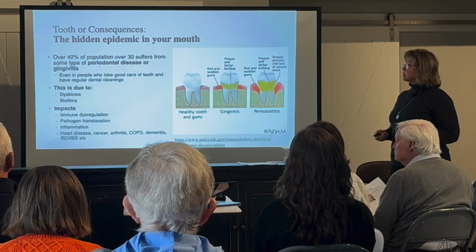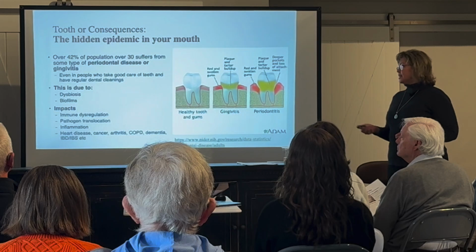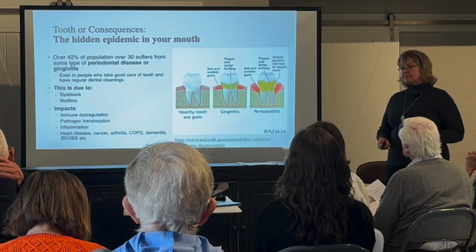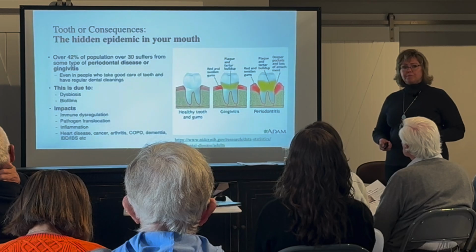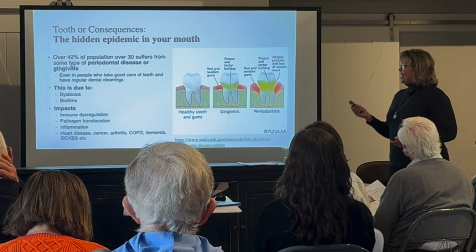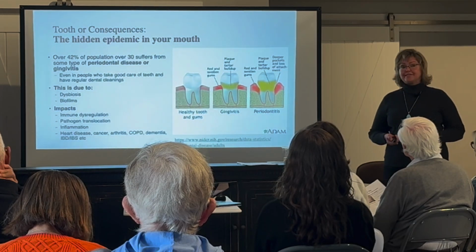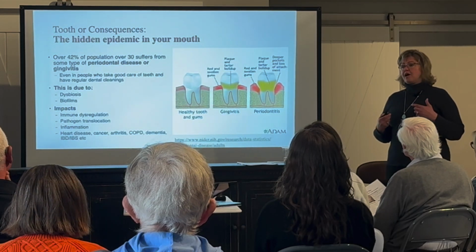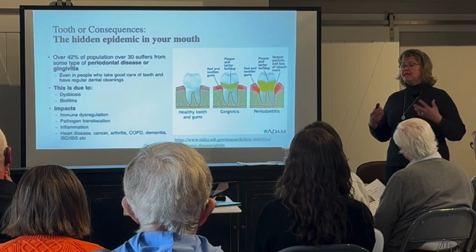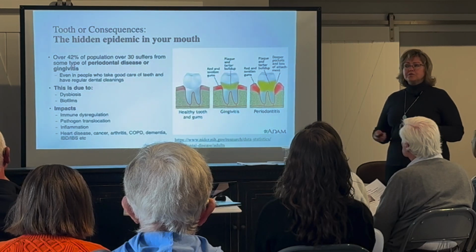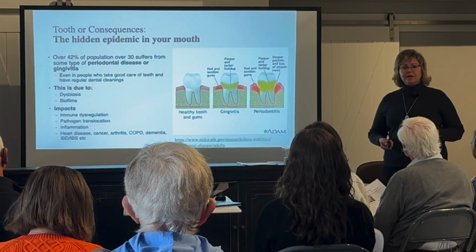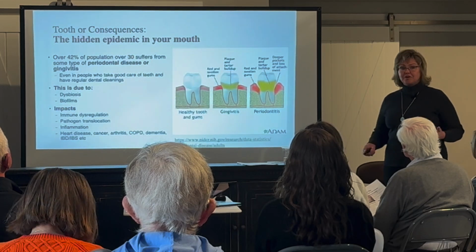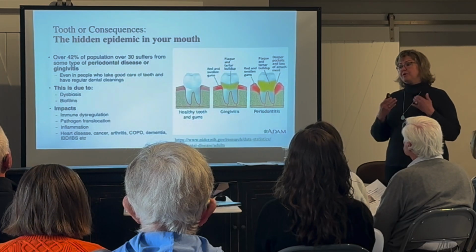How this impacts the rest of our bodies is it causes immune dysregulation, because in fact the good bacteria is what is helping our immune system. It also causes pathogen translocation. So literally there are pathogens in your mouth that can go into your heart, into your colon. And the most exciting part of research right now is that they're finding these pathogens, which are supposed to be in the mouth, in plaque and in colon cancer tumors.